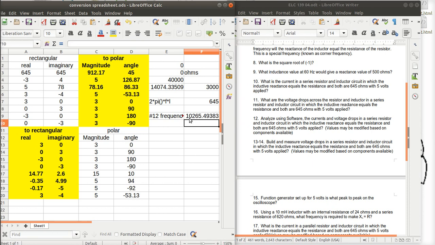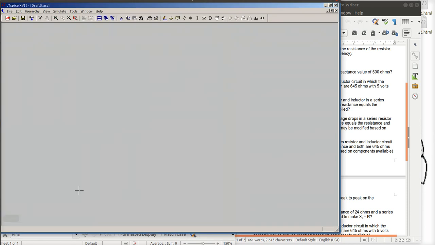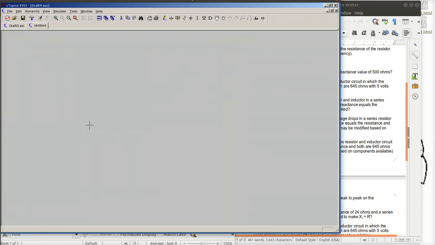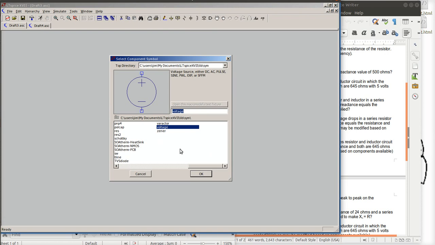So I need a frequency of about 10,265.5 hertz. Okay, so 10,265.5 hertz. I need that for the analysis, and I can modify based on components. If I'd used a different inductor, you'd wind up with a different frequency. That's what that means. So now I go to Spice, give myself a new circuit. Actually, I've got 2 circuits open. I want a voltage source.